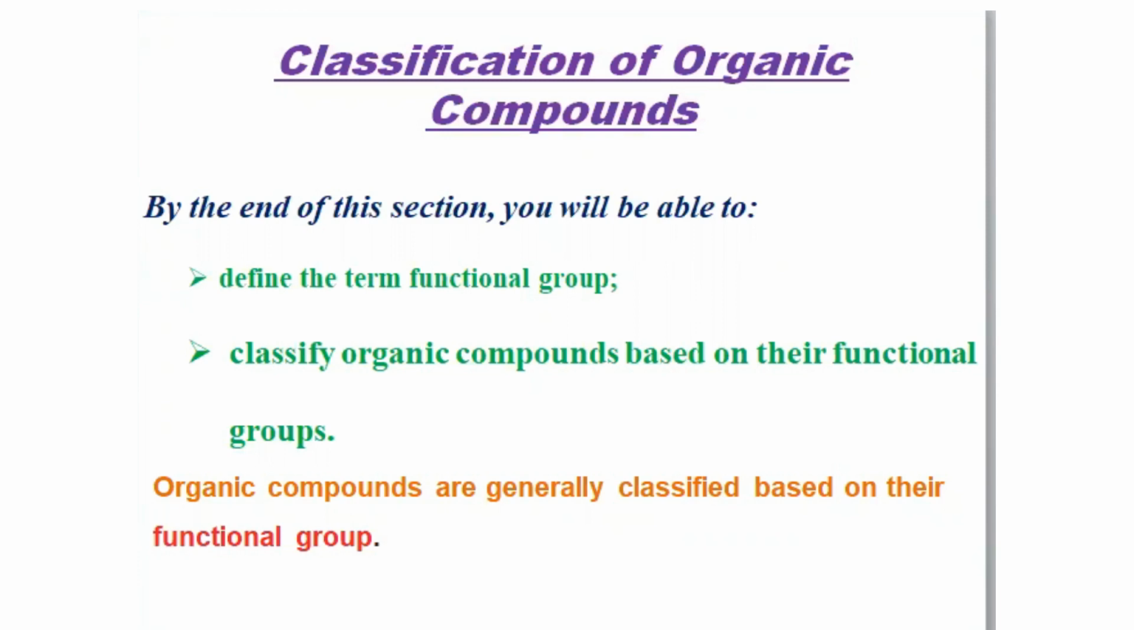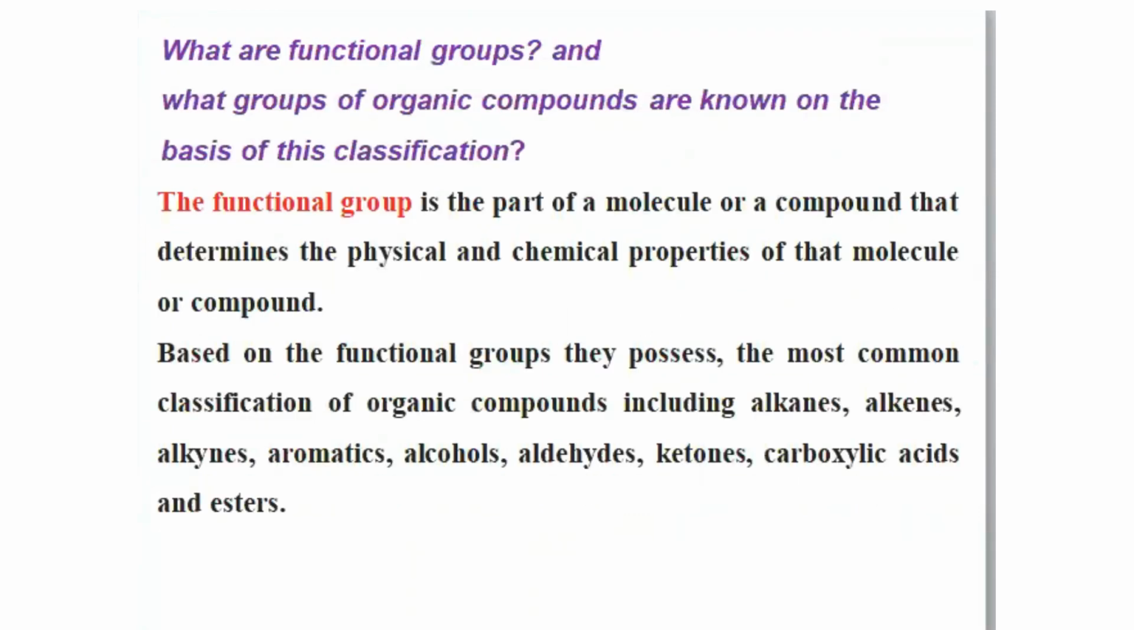Organic compounds are generally classified based on their functional group. What are the functional groups, and what groups of organic compounds are known on the basis of this classification? The functional group is the part of a molecule or compound that determines the physical and chemical properties of that molecule or compound. Based on the functional groups, the most common classification of organic compounds includes alkanes, alkenes, alkynes, aromatics, alcohols, aldehydes, ketones, carboxylic acids, and esters.